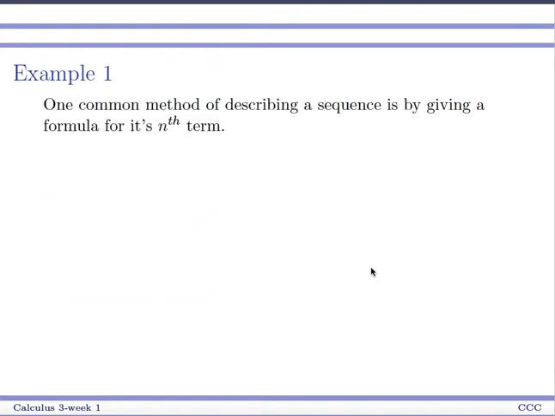So let's look at some examples. A common method of describing a sequence is by giving a formula for its nth term. Not all sequences can be described this way, which we'll see in a little bit. Here I'm using that same notation, saying we're looking at a sequence that starts at 1 and goes up to infinity. In general, a term looks like 2 times n divided by n plus 3. You are only plugging in integers, so I would never plug in, say, 1/2 for n. n must always be an integer.